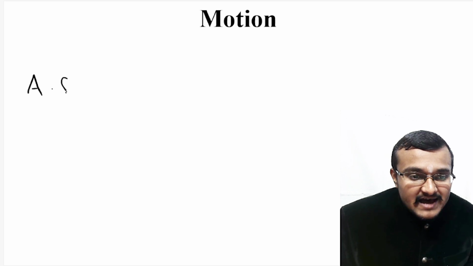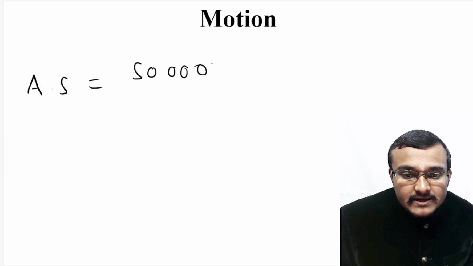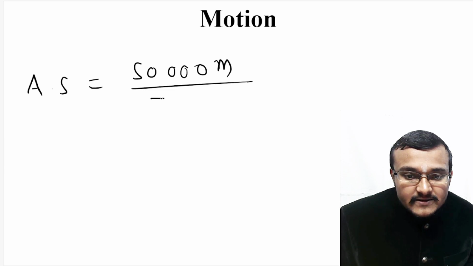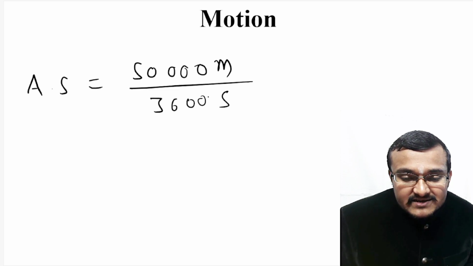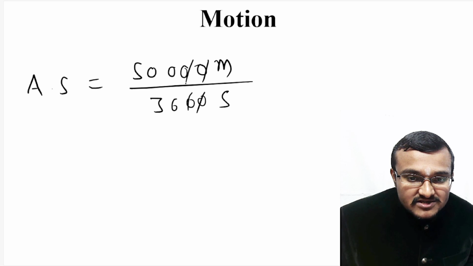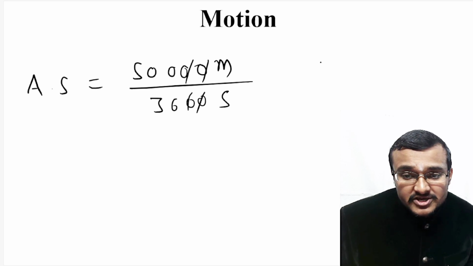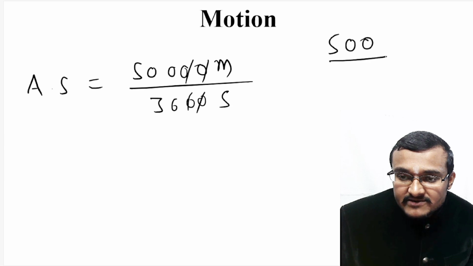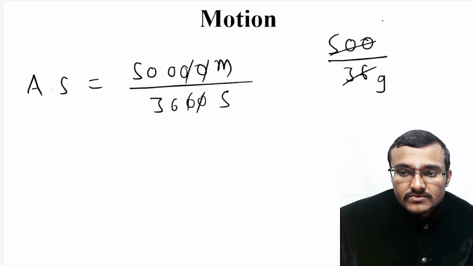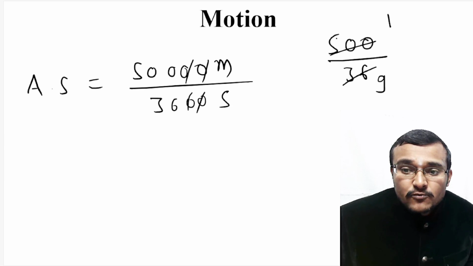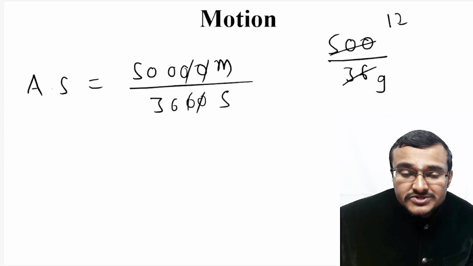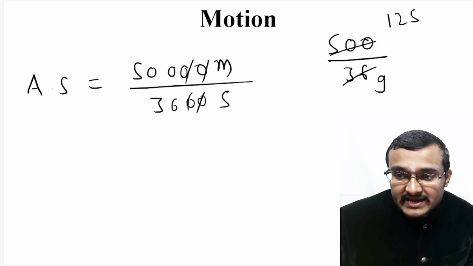So now you have average speed equal to 50 into 10 power 3, which is 50,000 meter per 3600 seconds. Now two zeros get cancelled with each other. So now we have to divide 500 by 36. When you divide 500 by 36, 4 ones are 4, 1 will be remaining, 10 will be there, 4 twos are 8, 2 will be remaining, 20 will be there, 4 fives are 20. So 125 is there. So 125 divided by 9.